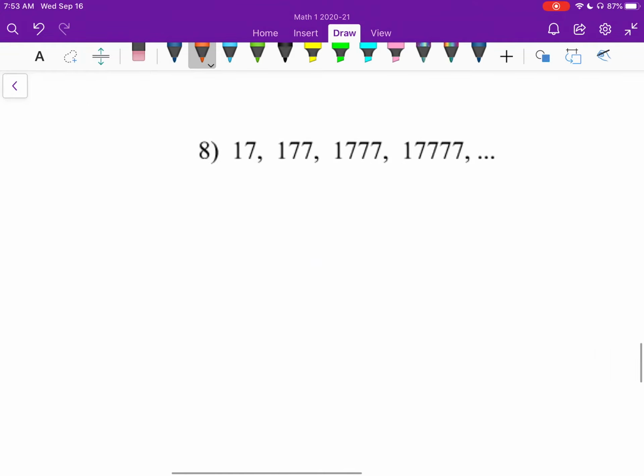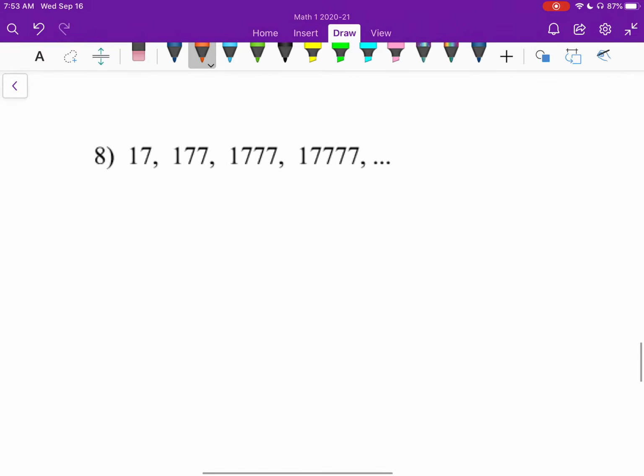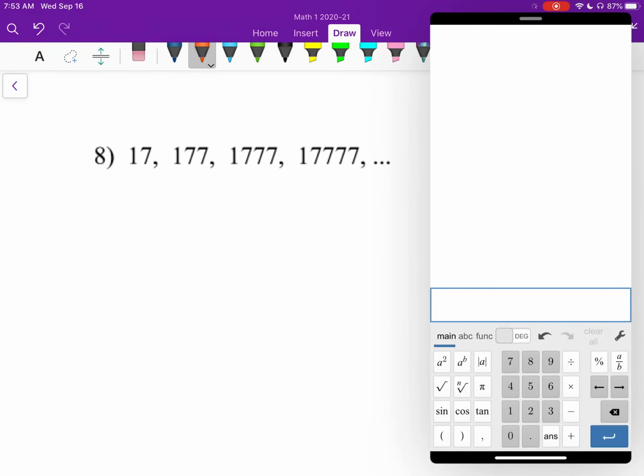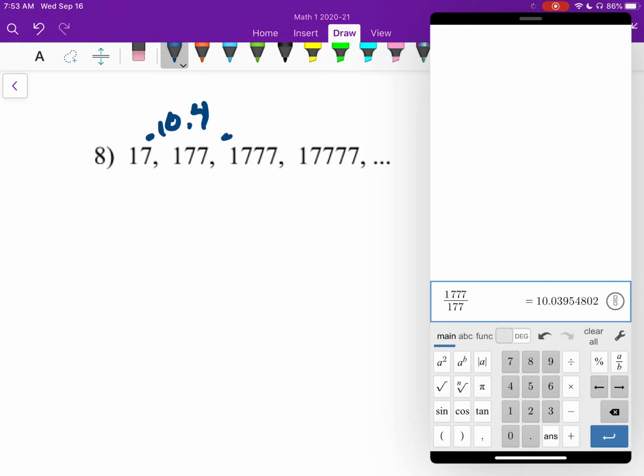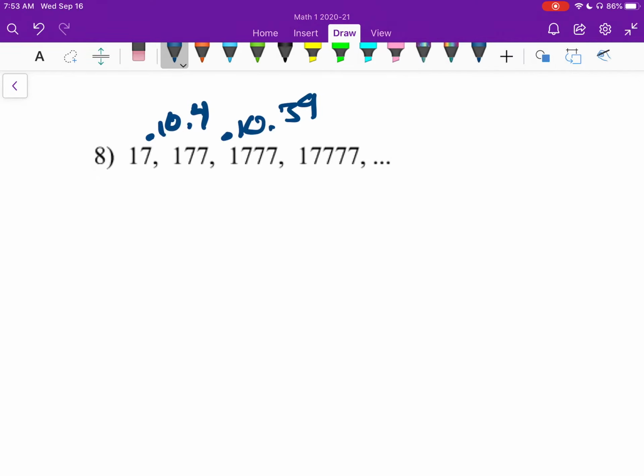All right, number 8. From 17 to 177, I have no idea. Let's say 177 divided by 17. If you end up getting a decimal like this, so this says we're multiplying by 10.4. That doesn't seem right. How about 1777 divided by 177? Well, this one's times 10.39. Yeah, this isn't working out. This is not geometric.